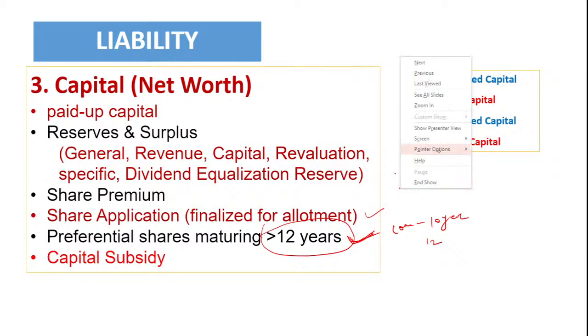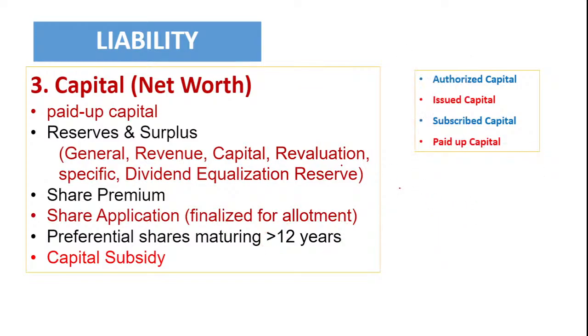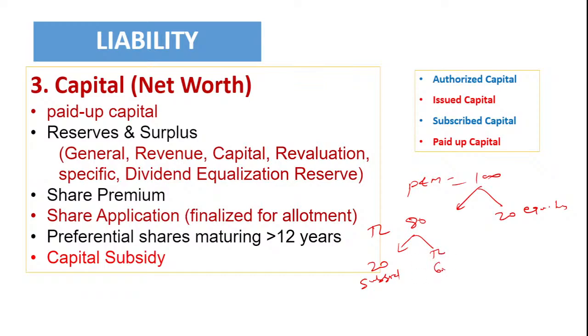Now coming to the capital subsidy. Suppose a company has purchased plant and machinery of 100 lakh, and out of that 100 lakh rupees, 80 lakh rupees they have taken as loan, and 20 lakh rupees is the equity that the company has. Out of the 80 lakh rupees, the company is also going to receive a subsidy of 20 lakh rupees. So the term loan outstanding will be 60 lakh.